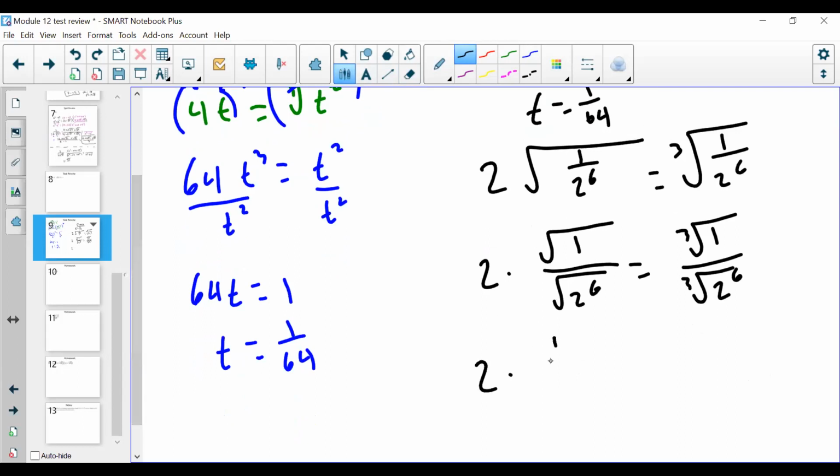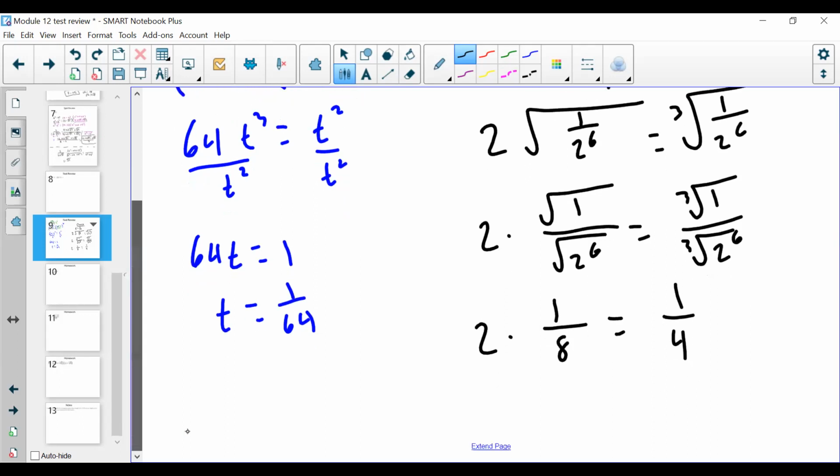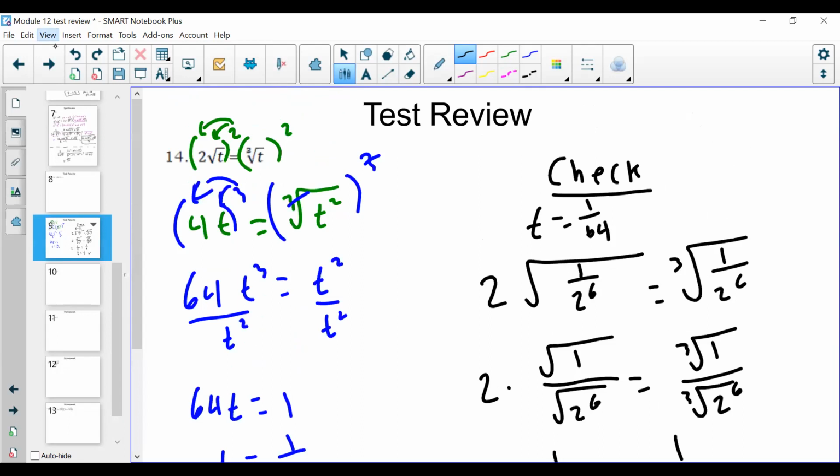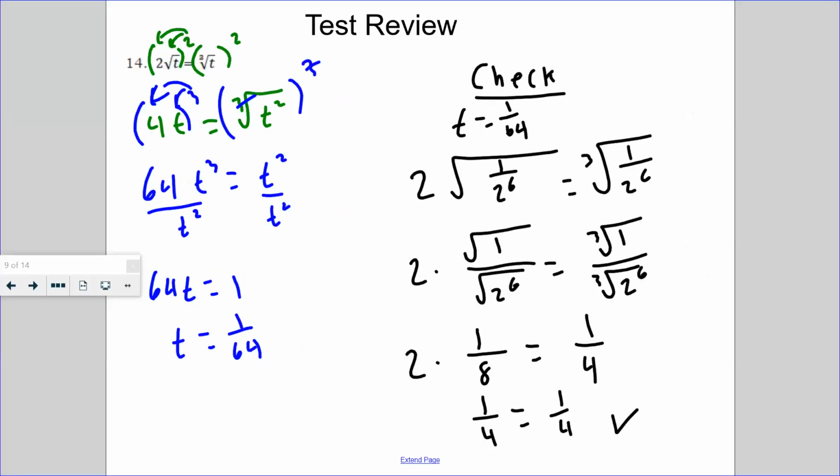So we have 2 times the square root of 1, which is 1. The square root of 2 to the 6th will be 2 cubed, which is just 8. And over here, we have 1 all over the cube root of 2 to the 6th, which is 2 squared, which is 4. 2 times 1/8 is 1/4, and that equals 1/4, and they both equal each other. So that means t equals 1 over 64 is a solution. Any questions about that?